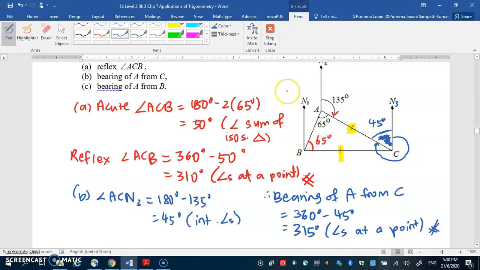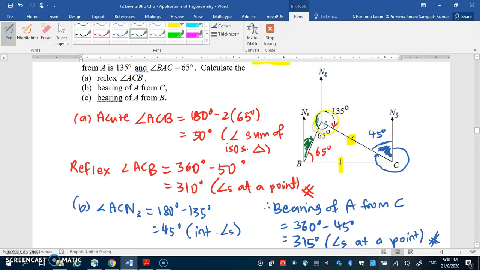Okay, last question says bearing of A from B. So from B here, I want to find the bearing of A. So I go clockwise. Draw your north at B, go clockwise until you hit AB. This is the angle you want to find. Okay, so what can you do? You can either find this BAN2, this angle here, and then you take 180 minus that angle to find N1BA. So what am I going to do? I'm going to take 360 minus 135 minus 65 to get this green shaded angle there at point A.